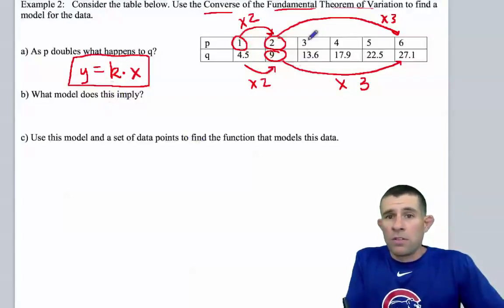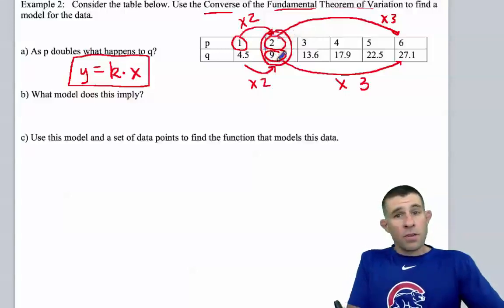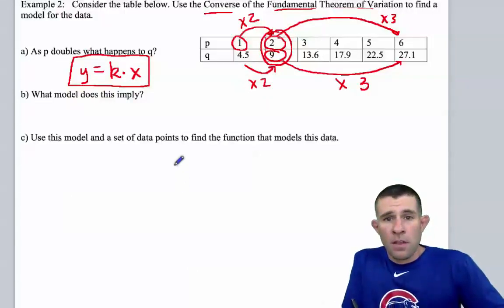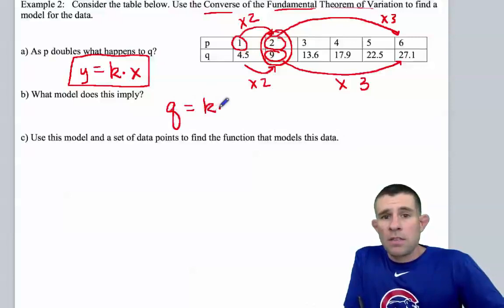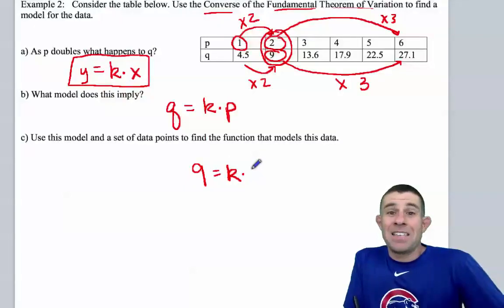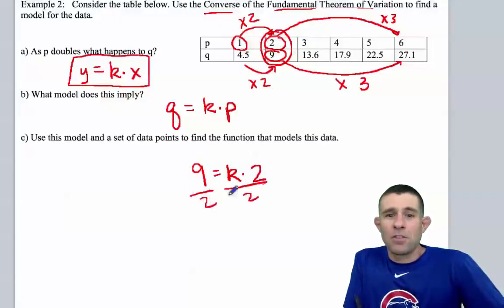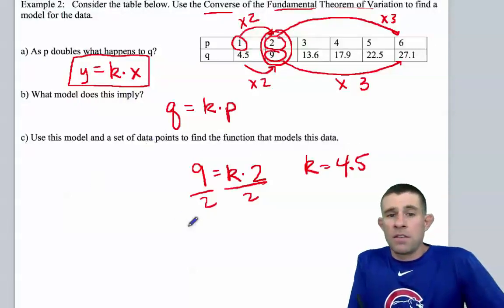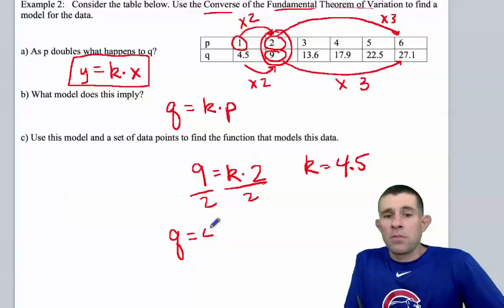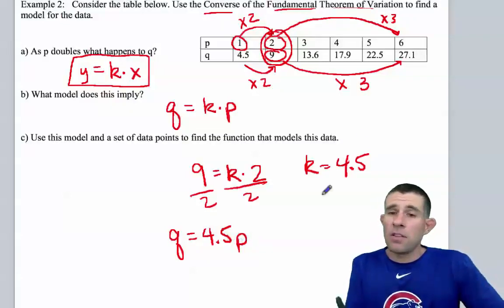And now we're going to take a set of data points to see if we can find the constant of variation. So I'm going to actually write this in terms of p and q. Q is my dependent variable. So q is equal to k times p. We'll substitute 9 in for q, and that's k times 2. Divide both sides by 2. Our value for k is 4.5. So that leads us to the equation q equals 4.5 times p. And that's our direct variation equation that models this data.